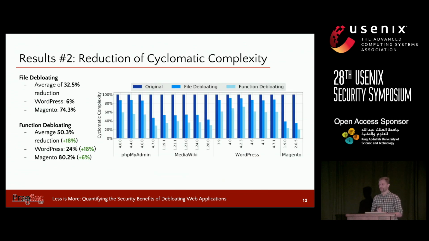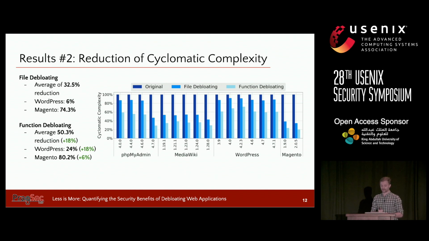The second metric we use is the reduction in cyclomatic complexity. Looking at the numbers, we observe a similar pattern here to the reduction in terms of lines of code. And this essentially tells us that the pieces of code that we're removing from the application are as complex as the pieces that are still remaining within the application.